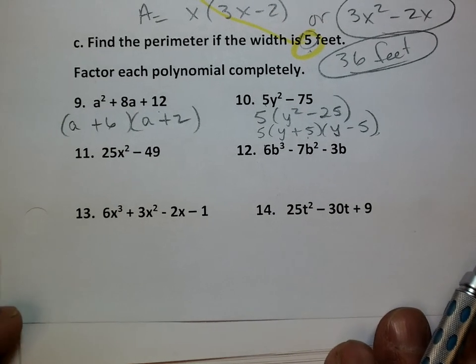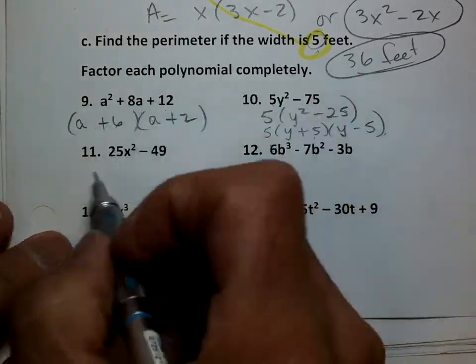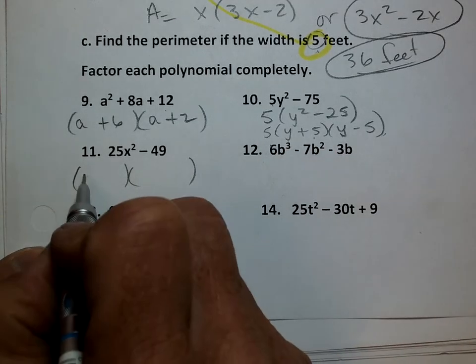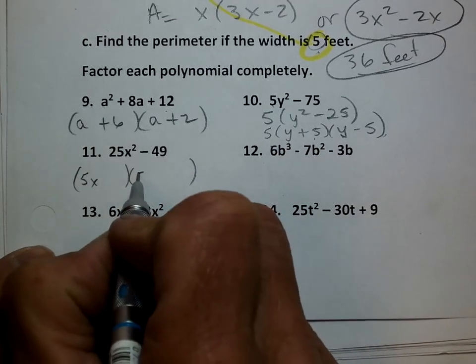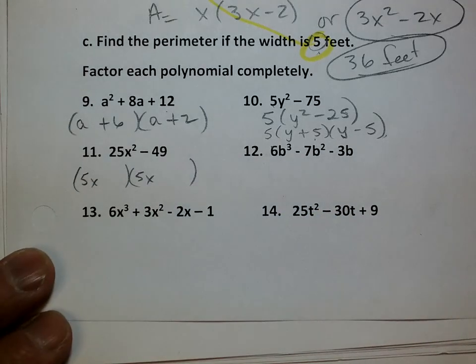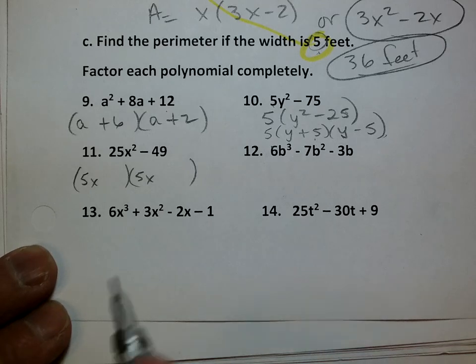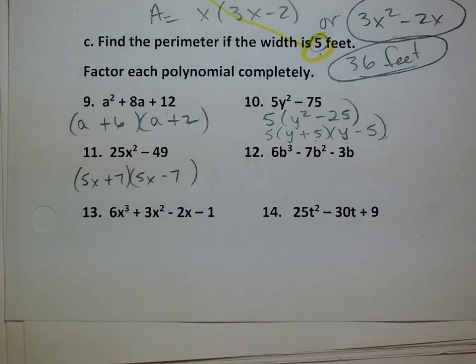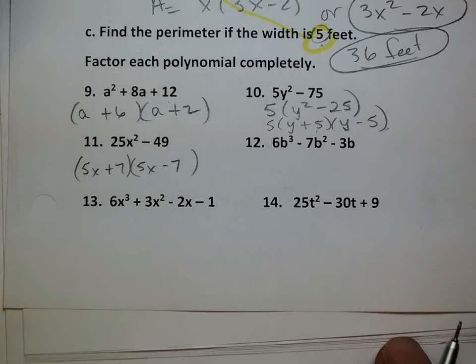All right, now, 11. All right, parentheses. How about a 5x? 5x, right? 5x. And then plus 7, minus 7, right? Nice. Easy? That was easy, huh? That was nice. Okay. 12, the hard one.